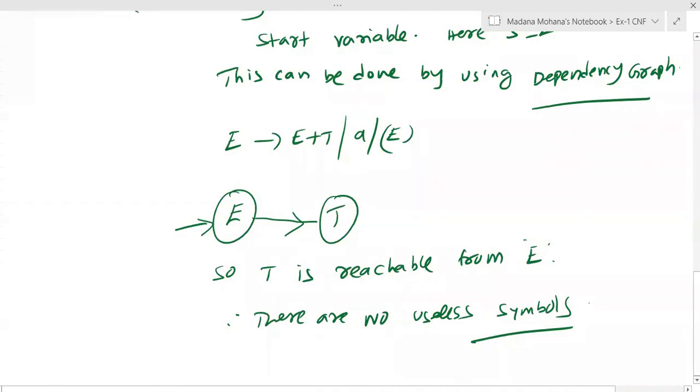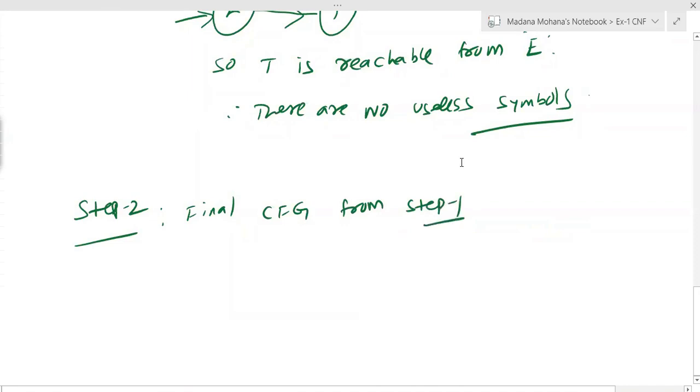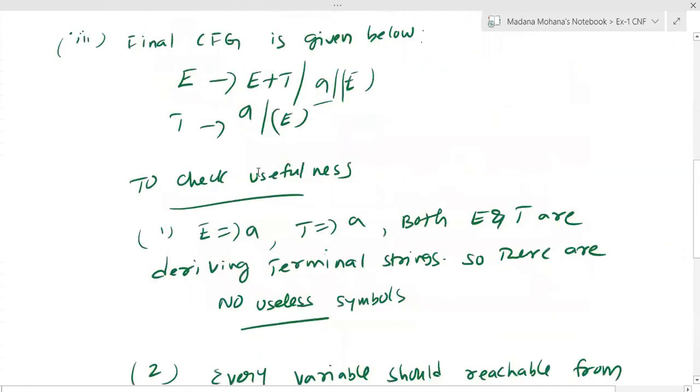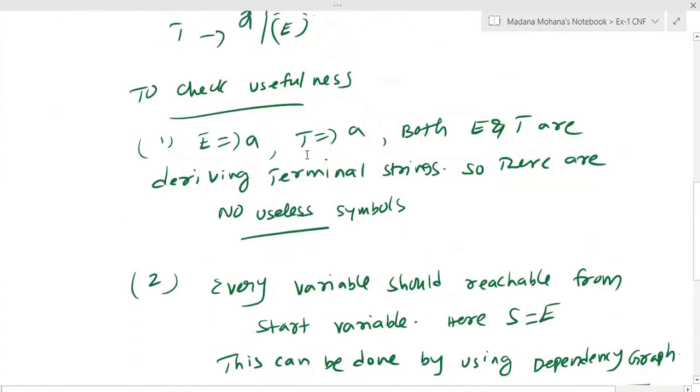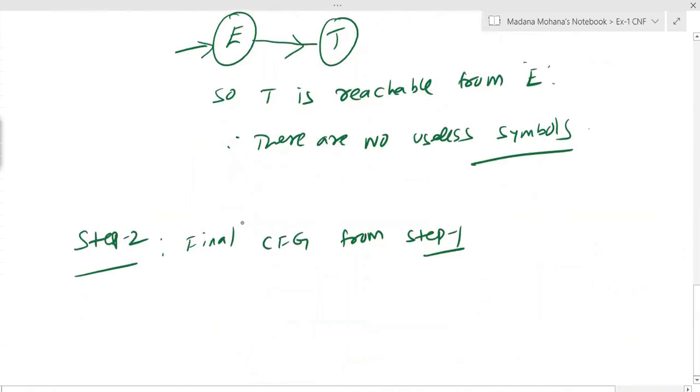Therefore, the final CFG from step 1, coming to step 2. Now write the final grammar: same only. E derives E plus T or a or E within parentheses. Then T derives a or E within parentheses.